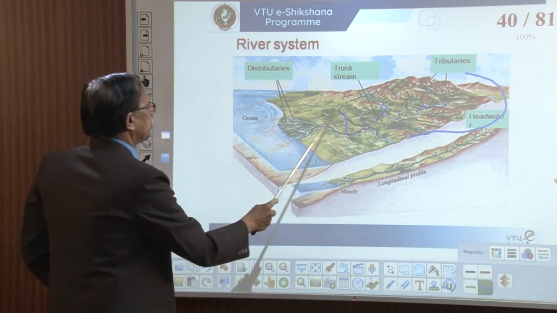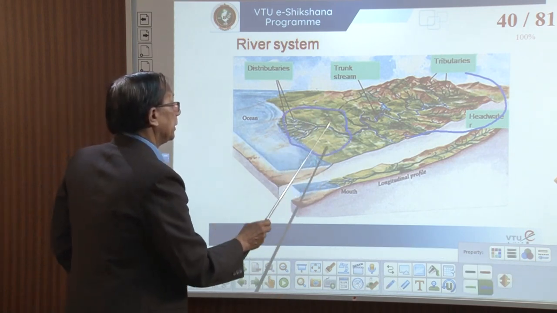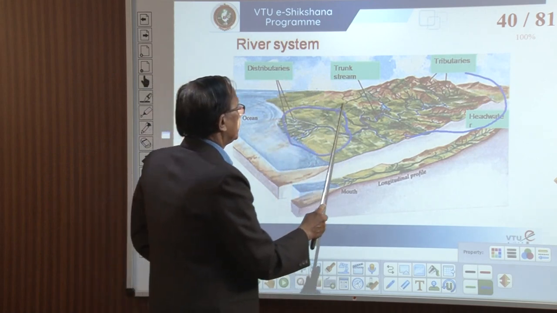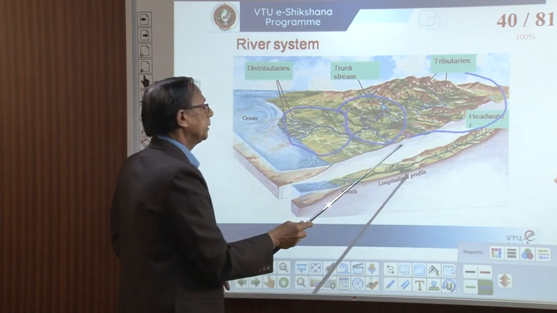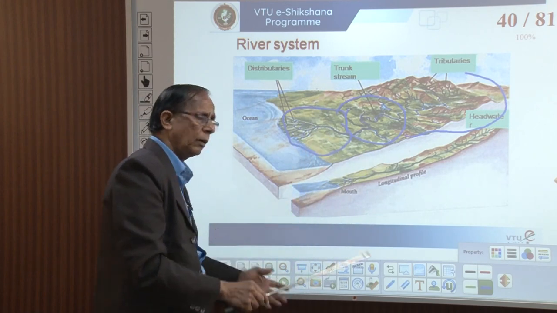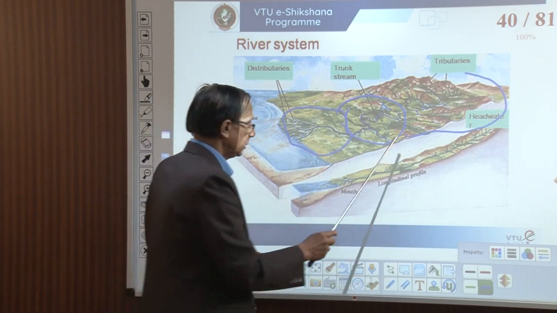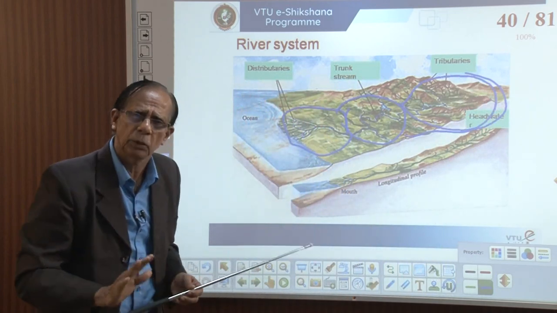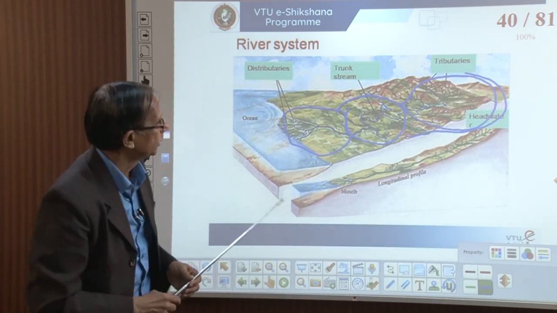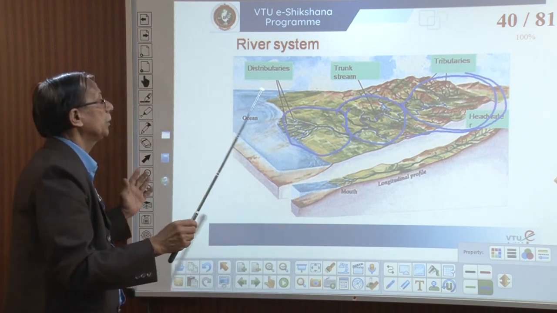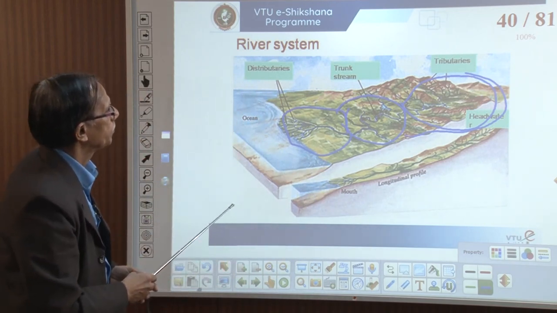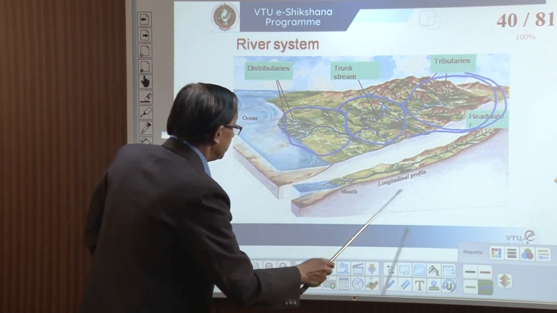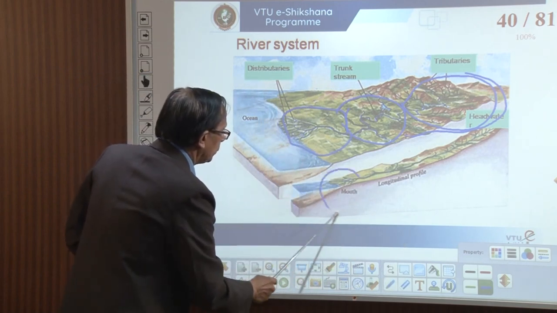Therefore, in this process, deposition is the dominant process. In the middle course, deposition, transportation and erosion are all equally dominant. Here in the upper course, only erosion and transportation are dominant, no deposition. Thus, we can classify the river into different stages. These are the major divisions, and these are the common mouth region.